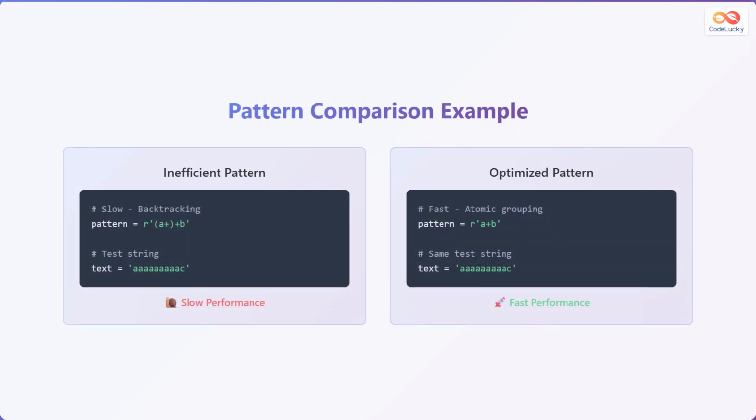Here's a comparison between an inefficient and an optimized regular expression pattern. The inefficient pattern on the left uses nested quantifiers, which can lead to excessive backtracking and slow performance. On the right, the optimized pattern uses atomic grouping, which avoids backtracking and results in faster performance. Even though both patterns achieve the same result, the optimized version is significantly quicker.